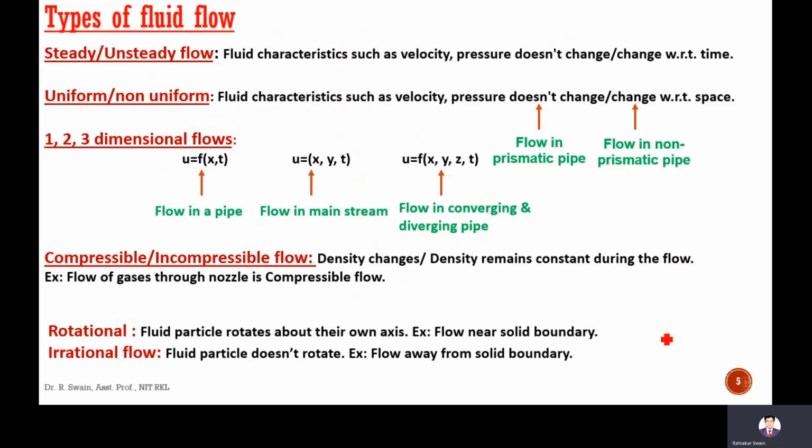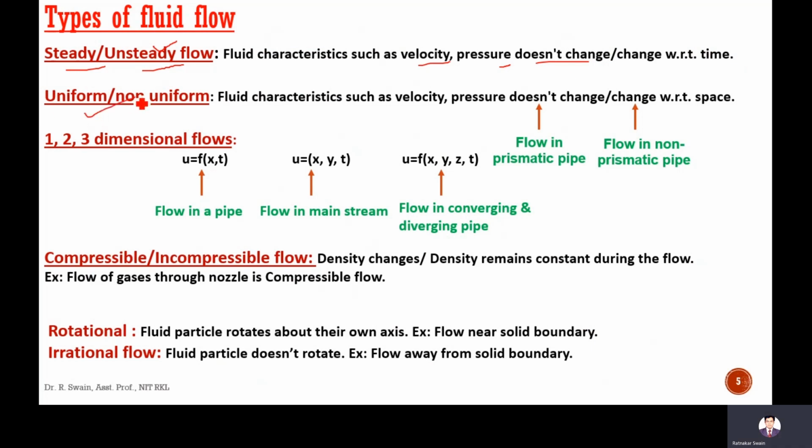Next we come to the types of fluid flow. What are the different types of fluid flow? We are familiar with steady and unsteady flow. In steady flow, the fluid characteristics such as velocity, pressure, even the depth of flow, do not change with respect to time. They remain constant with respect to time in steady flow, but in unsteady flow, they change with respect to time.